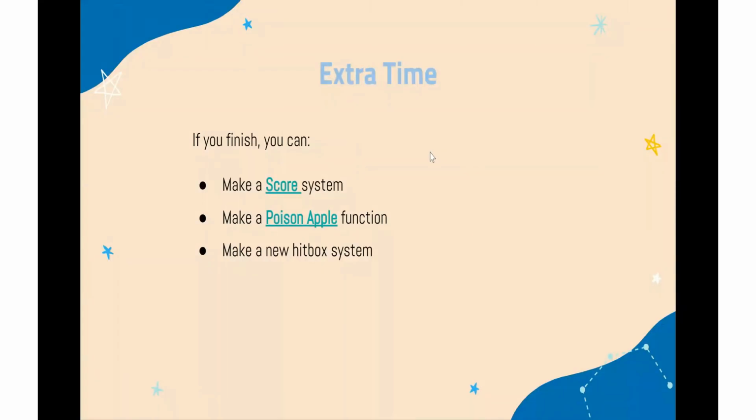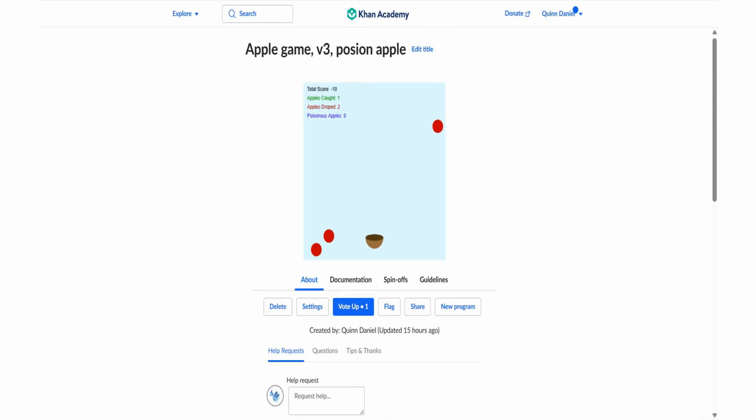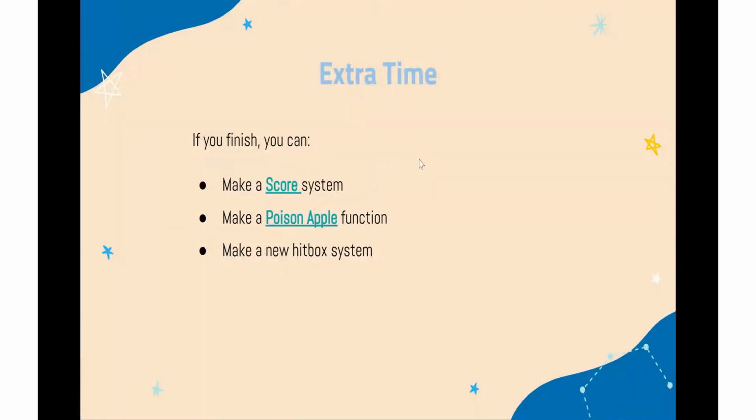And also we can make a poison apple function, which will be an apple that will decrease your score because you do not want to catch it because it is poisonous. And it will look like this. So the blue apples are the poisonous apples. And as you can see, I caught that, so now I have a negative 50 score, which is not good. And you can also make a new hitbox system if you want to.